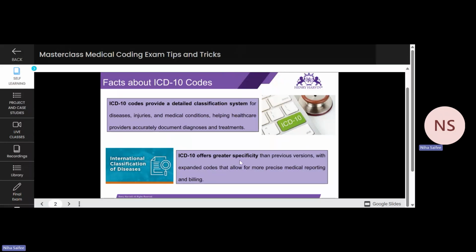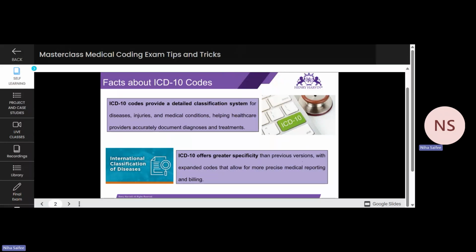Next, ICD-10 offers greater specificity than previous versions, with expanded codes that allow for more precise medical reporting and billing. So when ICD codes came into existence, the first was ICD-9. Okay? Anything related to healthcare is always very extensive and vast, and it is ever changing. Like, we never thought about a COVID to come. Now because of COVID, we have medical codes related to COVID, right? So when we had ICD-9, it was the first set of ICD codes. Obviously, with trials, errors, experience, and research, we updated to ICD-10, to give better clarity to the different diagnoses.